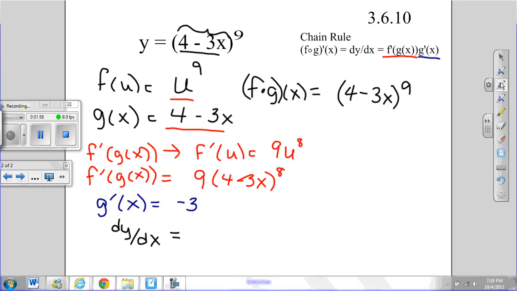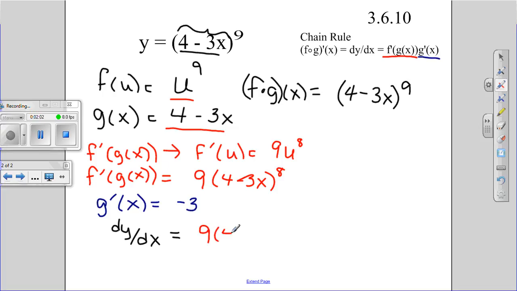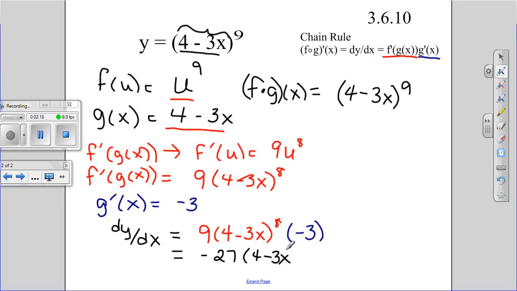So now that we have both of our parts that we needed, we can find that the derivative is equal to f prime of g of x, which is 9 times (4 minus 3x) to the 8th, times g prime of x, which is negative 3. And now we can just rewrite this a little nicer. Negative 27 times (4 minus 3x) to the 8th is equal to dy/dx.